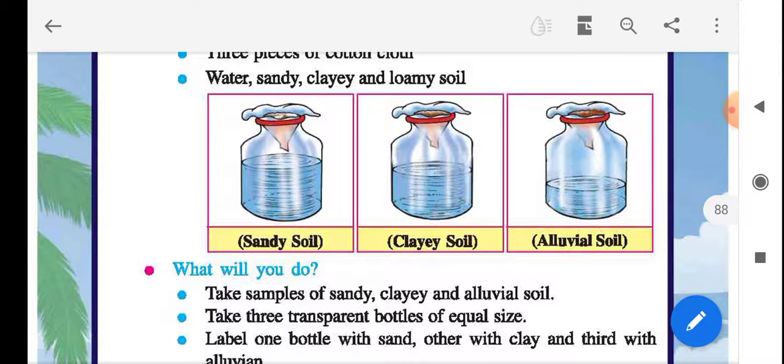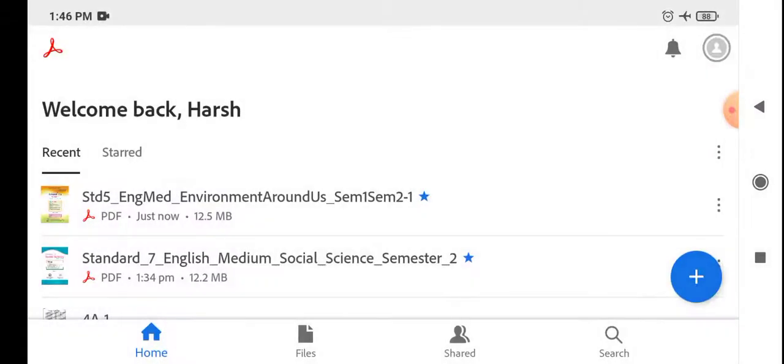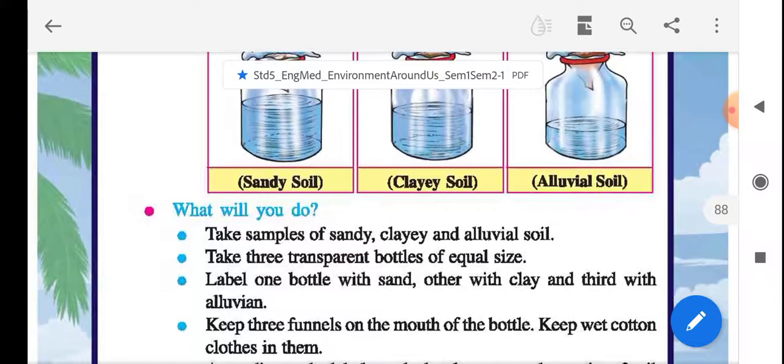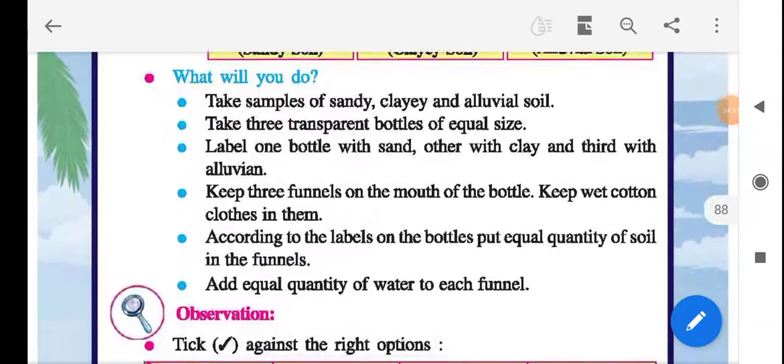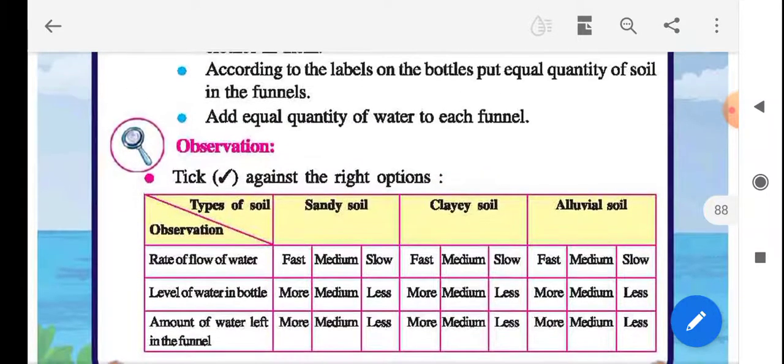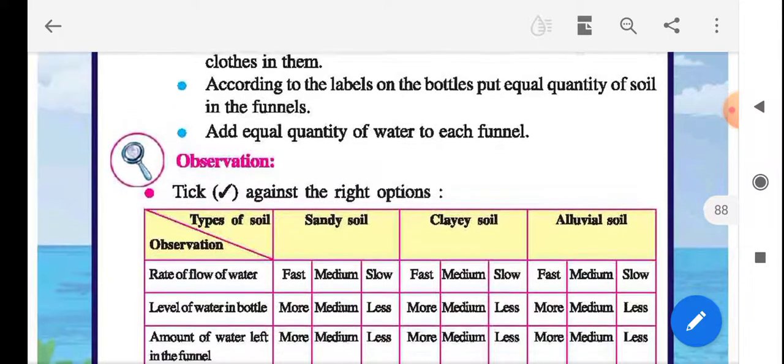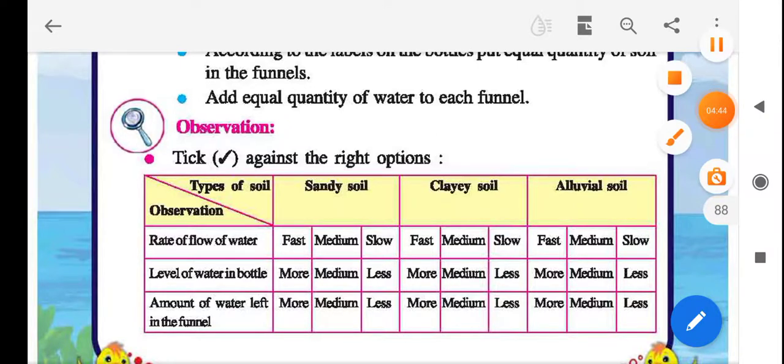Out of three bottles, then comes the clay soil, which has somewhat less flow compared to the sandy soil, and alluvial soil has more water holding capacity. So simply we can say that alluvial soil has a good capacity of holding water for a long time, while sandy and clay soil do not keep the water with them as it passes very fast. Rate of flow is very fast in sandy, medium in clay and very slow in alluvial. Level of water is more, medium and less.